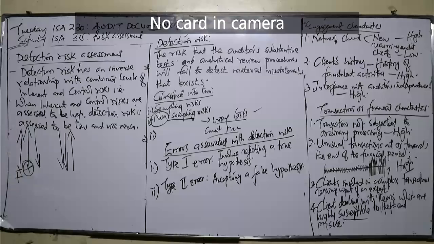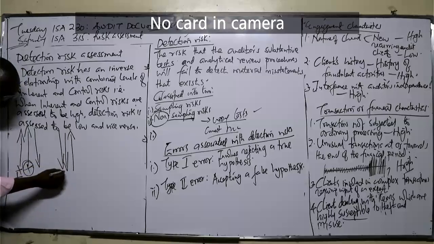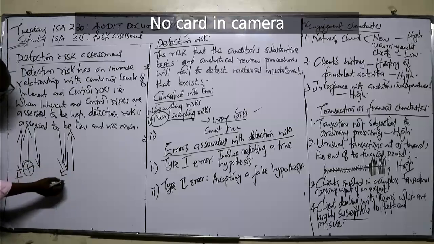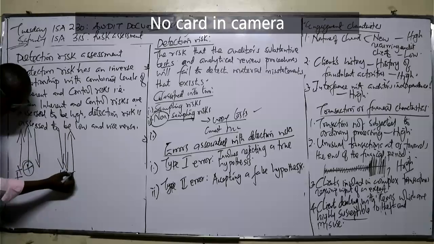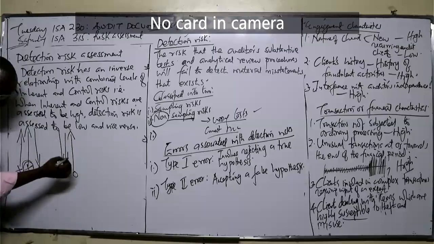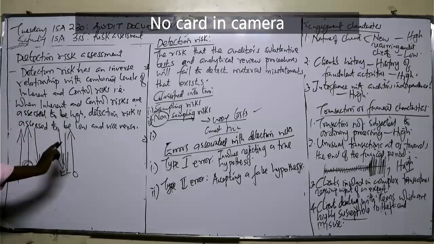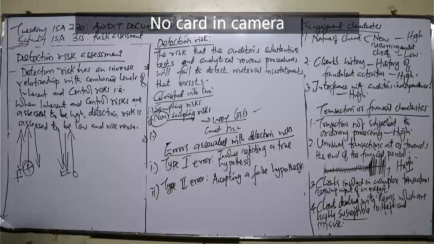But when everything seems to be okay, everything seems to be fine. Management are competent. They are persons with integrity. ICSs are strong. You are likely to go for a small sample. With a small sample, you are exposing yourself to very high levels of detection risk. It's very practical.